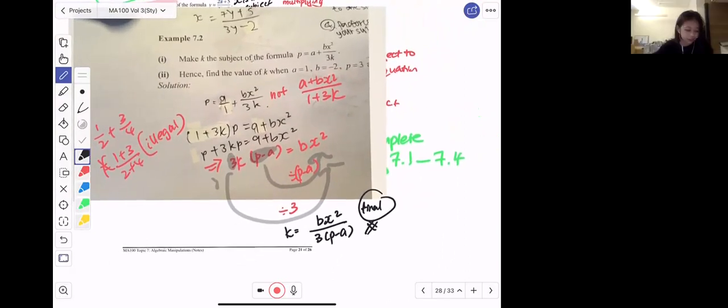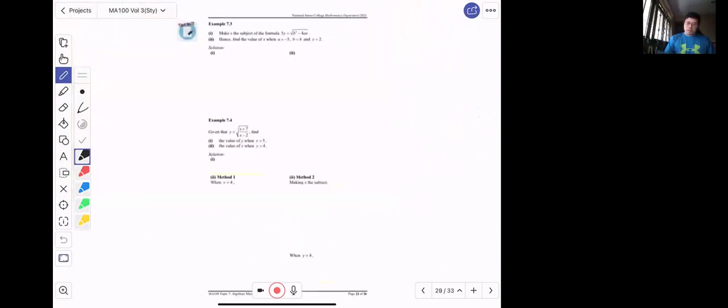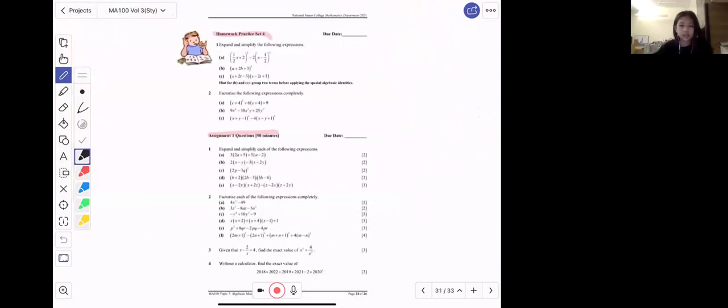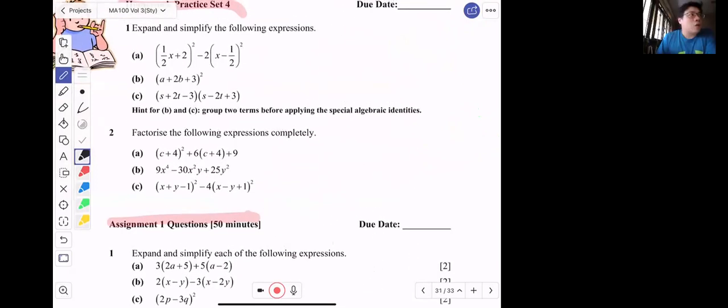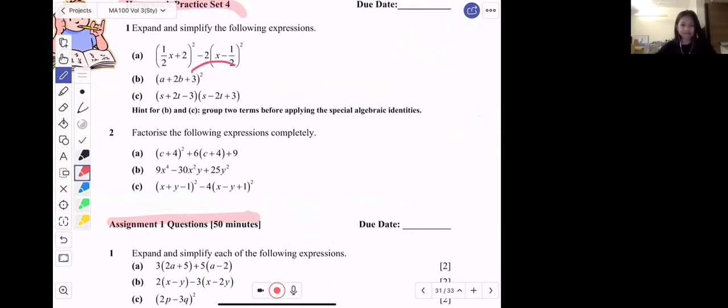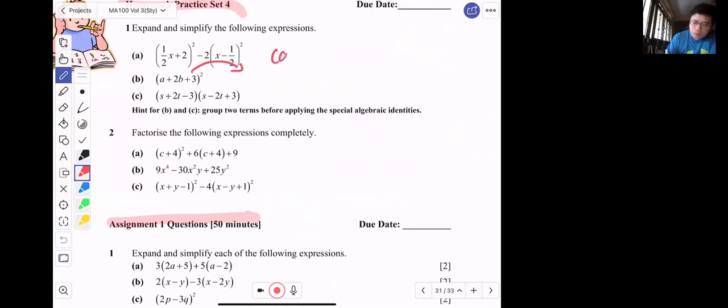Any help for the B for the homework practice set 4? Homework practice set 4, 1B or 2B? 1B. Wow, it looks so scary. Okay, don't worry. So we just go ahead and do it like a boss.